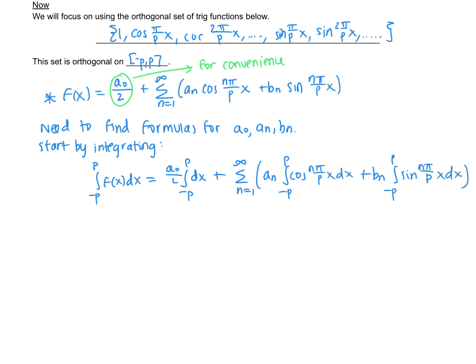Okay, and so the question is, where does this lead us? Well, if we focus on this integral right here, that's the same as the integral from negative p to p of 1 multiplied by cosine of n pi over p x dx. And you're probably thinking, well, yeah, duh, why does that matter? Well, if we look at our functions above, 1 is part of that set. And so we know that 1 and any of those cosine functions are orthogonal, which means that this integral is just 0.